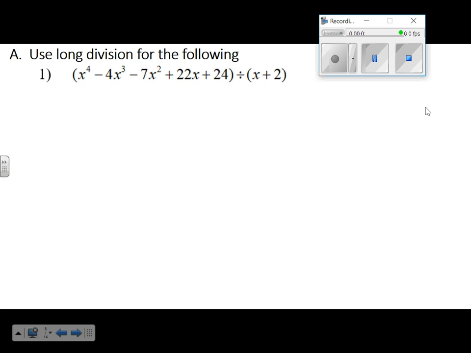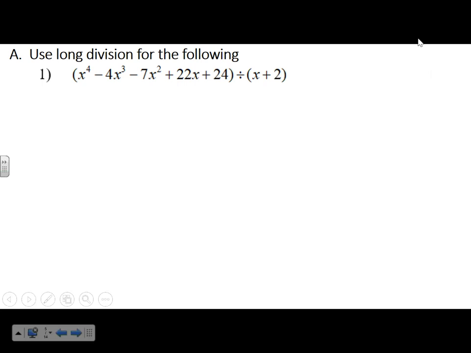We are going to do a couple of the long division problems since we didn't have a lot of time to get to this. In case you want some extra practice, you can watch this. So we're going to set this up just like division, like we did back in elementary school. So we have x plus 2, then x to the 4th minus 4x to the 3rd minus 7x squared plus 22x plus 24. All right.